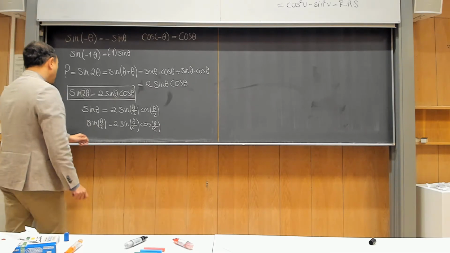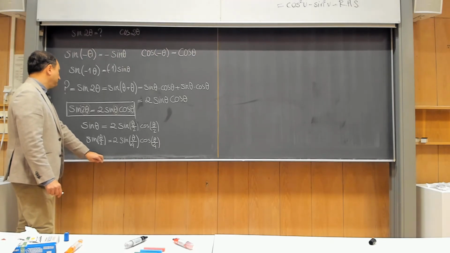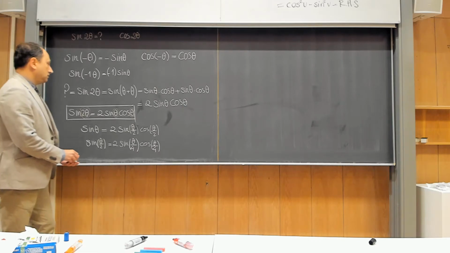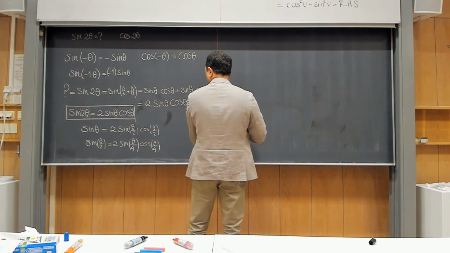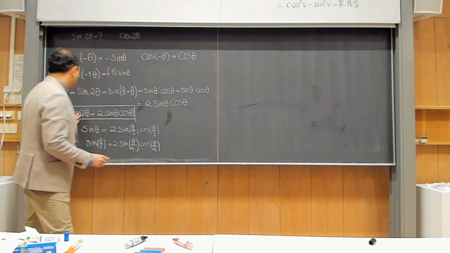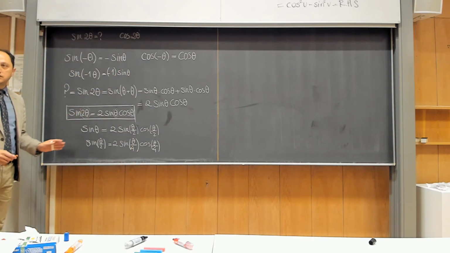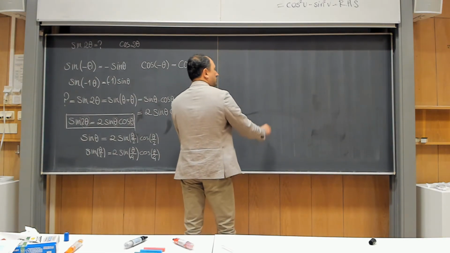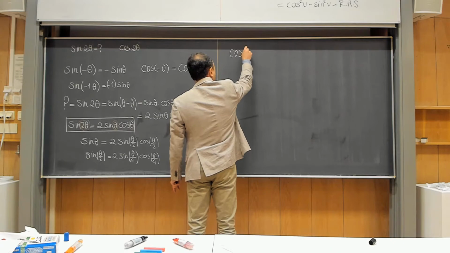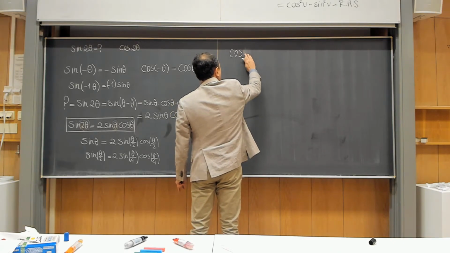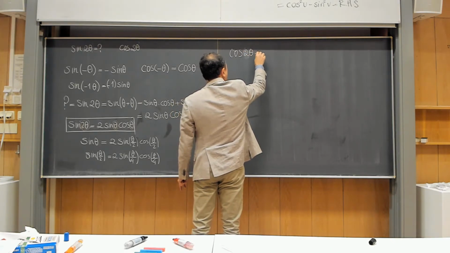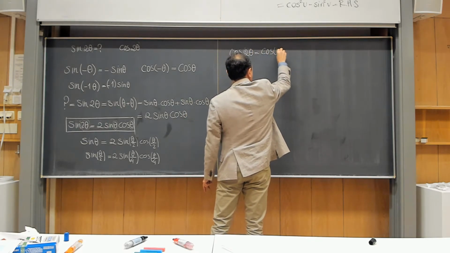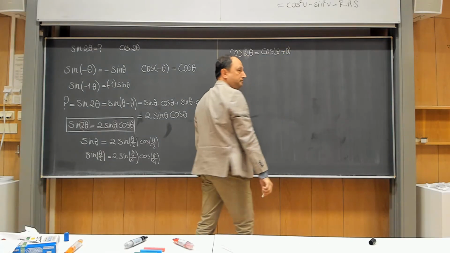Okay. So now, before giving you an example, let me discover the formula for cosine 2 theta. So what would be the formula for cosine 2 theta? And then we can solve some examples together. So cosine 2 theta, I don't need to prepare a bracket. Of course, the method is the same as before. It becomes cosine of theta plus theta.